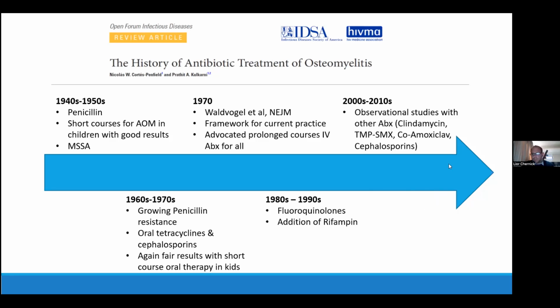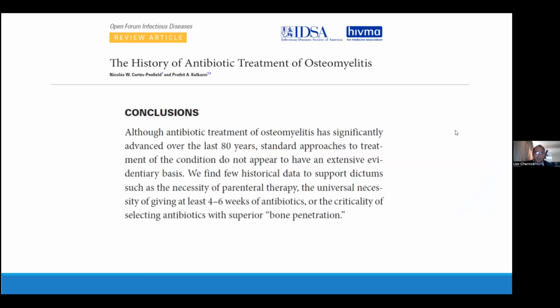In 2010, again, observational studies with other antibiotics, clindamycin, Bactrim, co-amoxiclav, cephalosporins, again mainly observational data, but showing that essentially this leaves you the gamut of antibiotics that can be used for these infections. And then in 2019, the OVIVA trial, which really solidifies the role of oral antibiotics in osteomyelitis, and we'll discuss it in more detail.